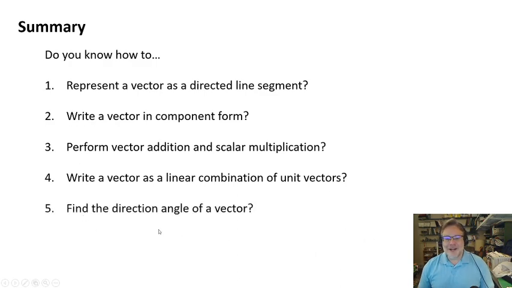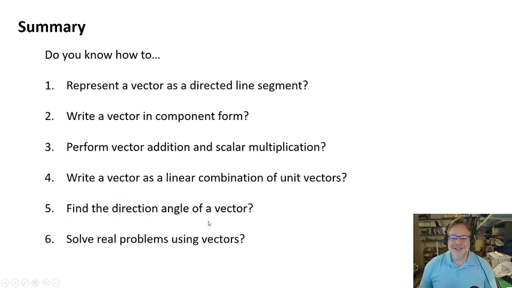Can you find the direction angle of a vector? This is where a lot of the trigonometry comes into place here, where that x component is cosine theta and the y component is sine of theta. So this is a lot of stuff here. And also, can you solve some real-world problems using some of these vectors like we did here?